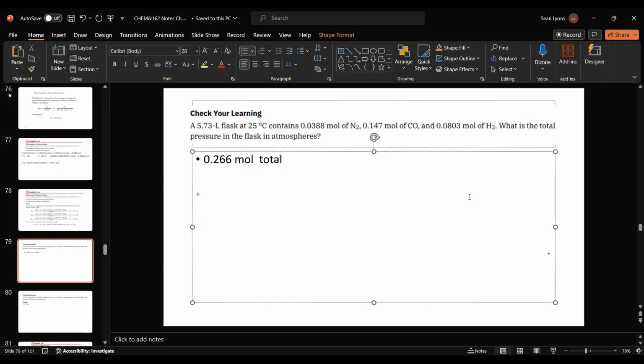So when we use the gas law, what are we looking for here? Pressure. So I'll do pressure is equal to 0.266 moles times R times the temperature, which in this case would be 25 degrees Celsius or 298 Kelvin. And then we'll divide that by the volume, 5.73 liters. So we get a total pressure.